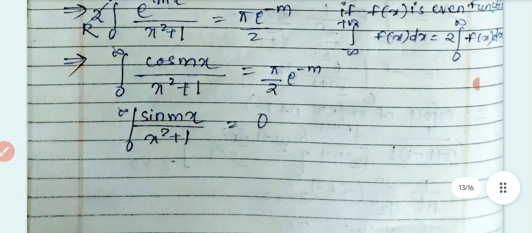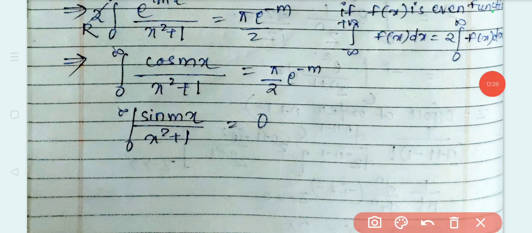So can you guess what will be the answer of sin mx by x square plus 1? It will be 0, because there is no imaginary part in the answer. So if the question has given this, the answer will be 0. Remember this.